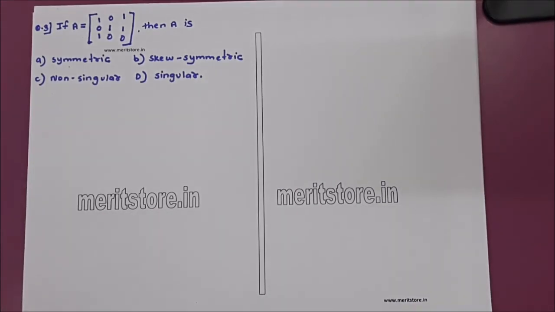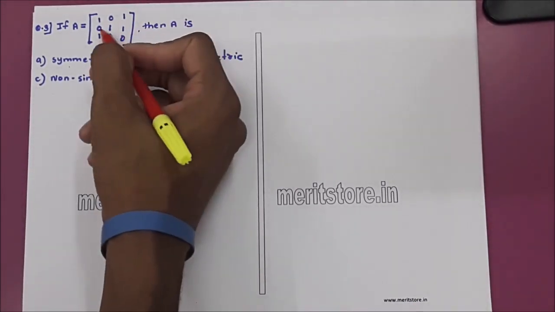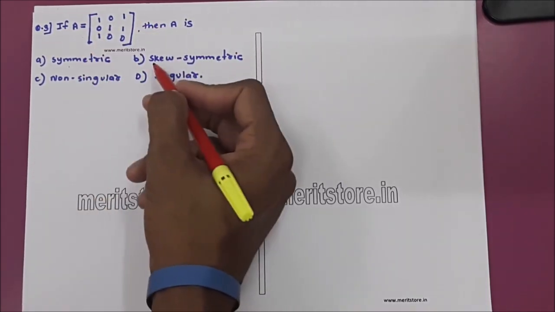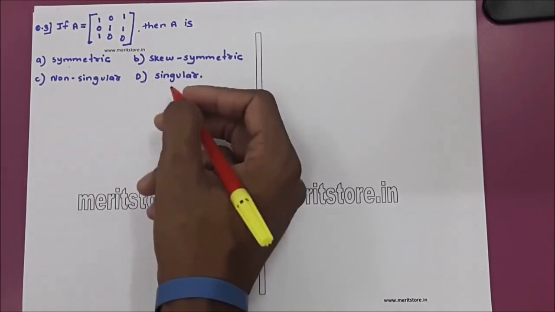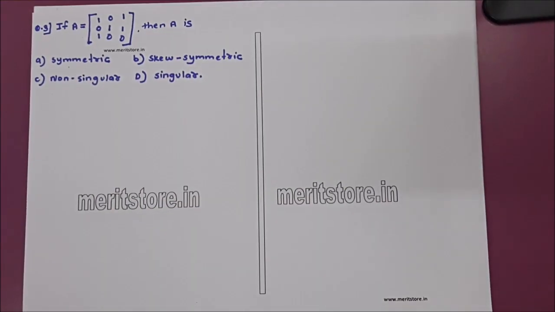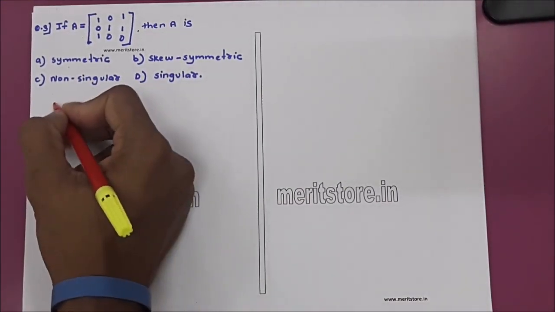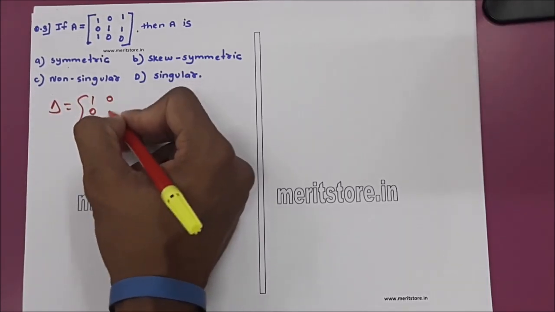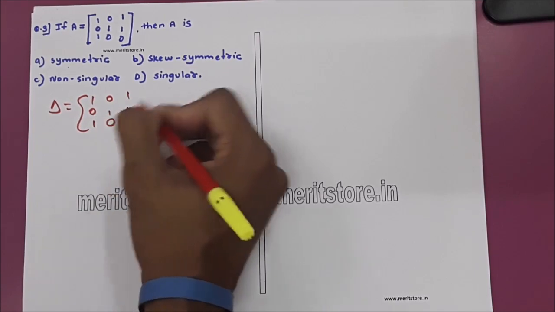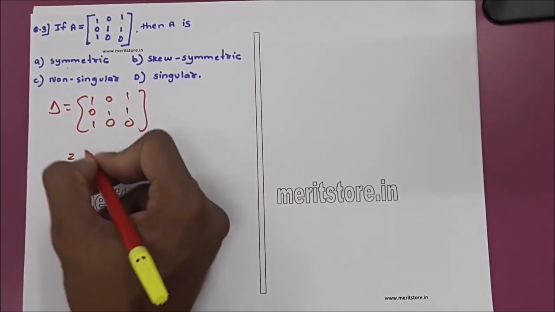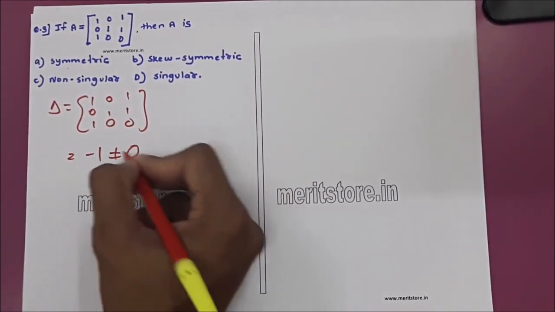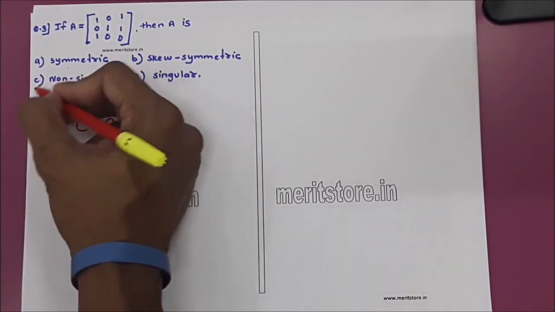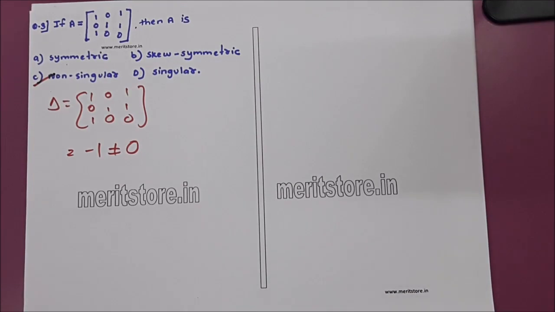Question 3. If A is equal to the matrix [1, 0, 1; 0, 1, 1; 1, 0, 0], then A is: A, symmetric; B, skew symmetric; C, non-singular; and D, singular. Therefore we check the matrix by taking its determinant, which we get as minus 1, which is not equal to 0. Hence the matrix A is non-singular, which is option C. Option C is the correct answer.